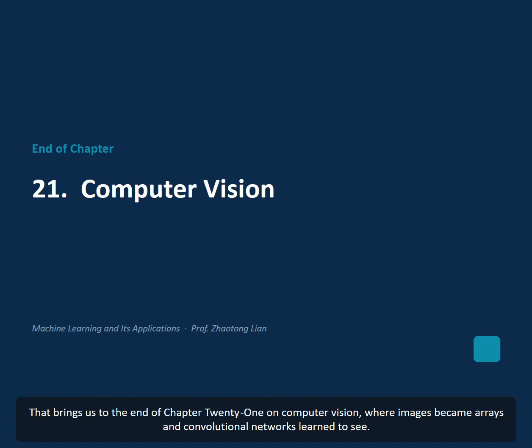That brings us to the end of Chapter 21 on computer vision, where images became arrays and convolutional networks learned to see.